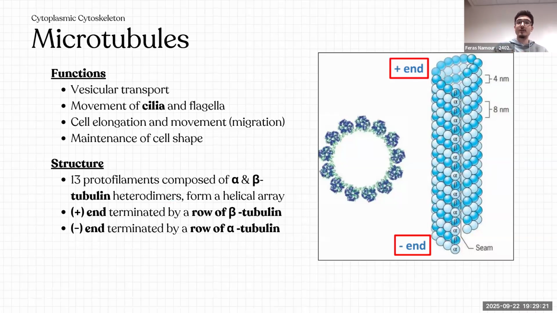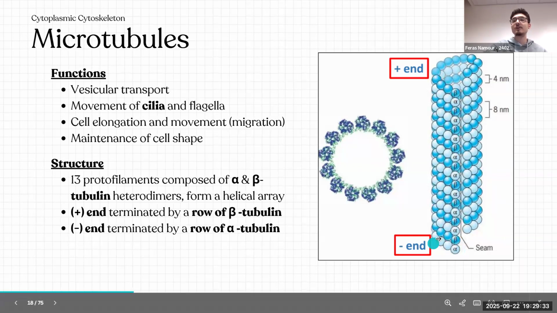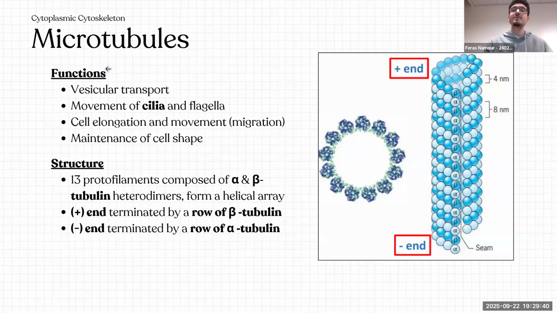So 13 protofilaments made out of alpha and beta tubulin, and it's going to be terminated by one end on beta tubulin, and we're going to call that the positive end, and the other end is terminated by an alpha tubulin row, and it's going to be my negative end. Tamam? What's the function of my microtubules? Vesicular transport, movement of cilia, maintaining my cell shape.